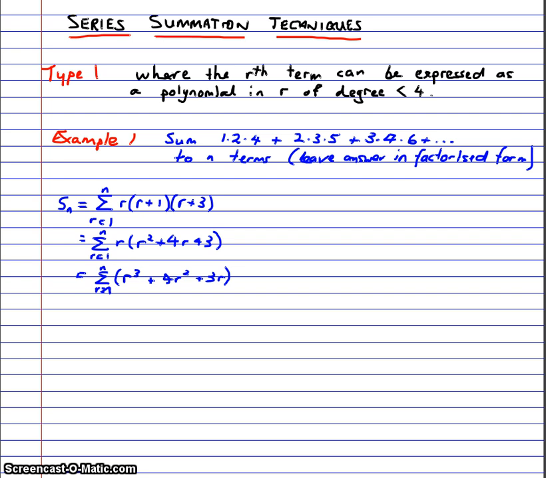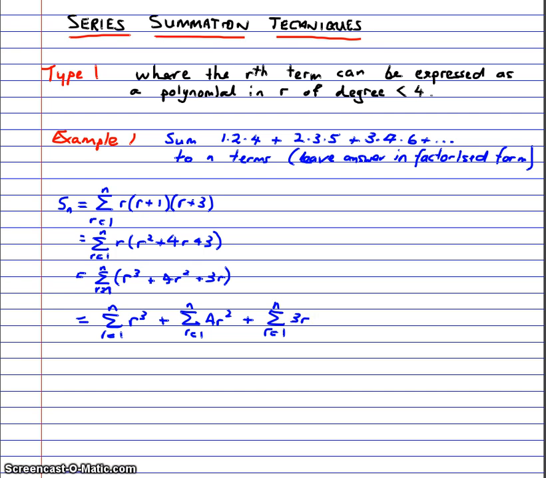understanding of the properties of sigma notation so that we can split this up into 3 separate series with sigma notation. So we can write the sum from r equals 1 to n terms of r cubed plus the sum from r equals 1 to n of 4r squared, and similar for the last one for 3r.